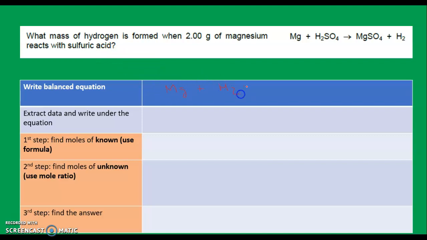So you would have done this first, decoded the data. So you've got MgSO4 and H2. What mass of hydrogen, so I'll put question mark under hydrogen, is formed when 2 grams of magnesium. So I've been given data for magnesium. Now I need to find out the moles of known. Known is the substance for which the data is given. Moles of magnesium is equal to mass over atomic mass. Mass is given as 2. Atomic mass of magnesium is 24.